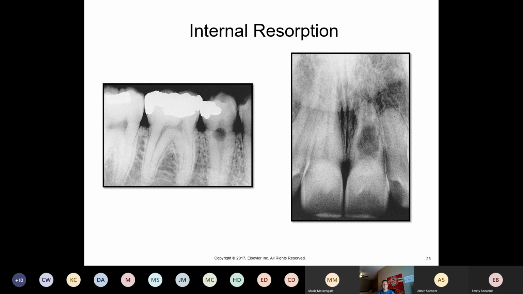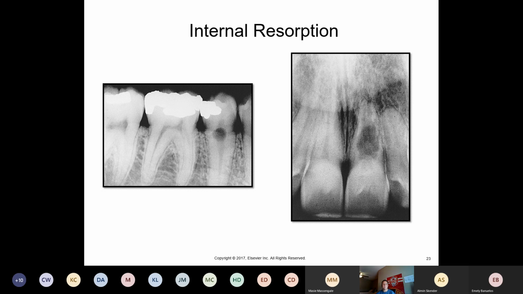And this is what internal resorption looks like. If you looked at this x-ray and you didn't look in the mouth, you would think that's decay. But when you look in the mouth, you really don't see anything. It's really kind of odd.